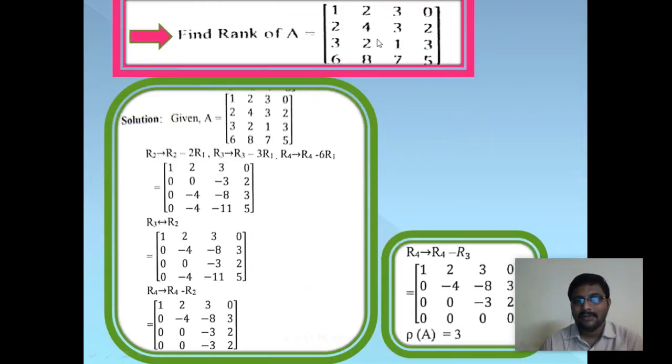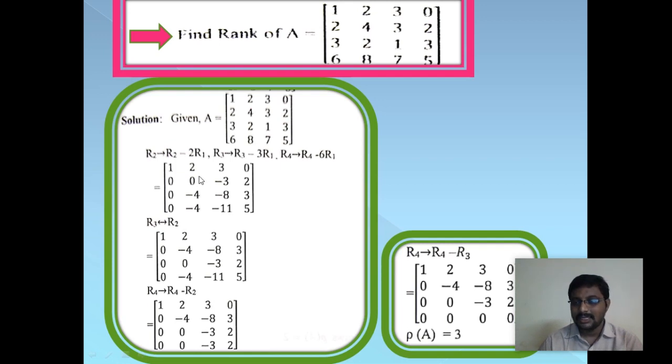Another example, given a 4 by 4 matrix, we just have to find the rank of the matrix. The first non-zero entry is clearly 1. Now, making these elements zeros using row operations, that is fixing the first row and applying row operations for the second, third and fourth rows. R2 goes to R2 minus 2R1, R3 goes to R3 minus 3R1 and R4 goes to R4 minus 6R1. Making these operations, we will have zeros here, and then interchanging R3 and R2.